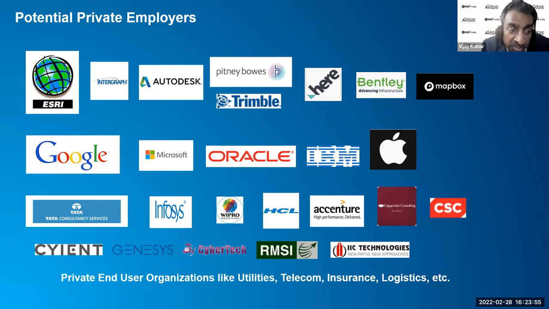Now you have GIS companies, Cyan, Genesis, CyberTech, RMSI, IIC. There are many other companies also, in fact. And then private end user organizations, like utilities. Let's say we have Jio, Airtel, telecom, then utilities, Tata Power, Reliance, insurance companies. Everybody's using GIS, so everybody needs GIS experts.